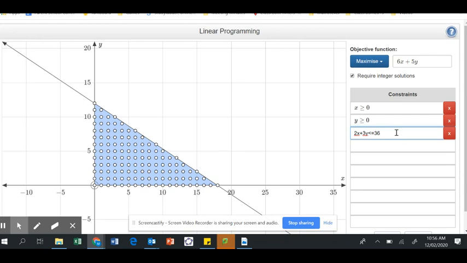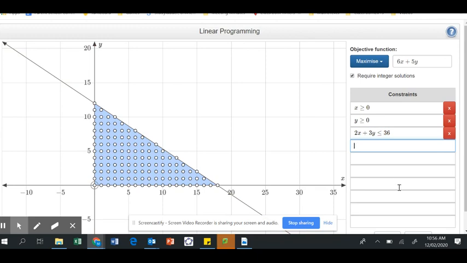Have I done that right? You can see here, this is showing us the feasible region. It's also showing us where the points are. See all those white dots? They're all the feasible solutions. Now watch this carefully.